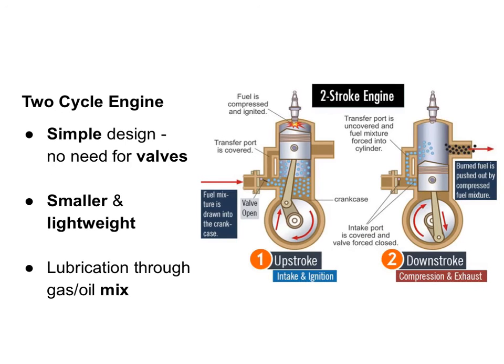Here's a diagram of a two-cycle or two-stroke engine. Can you identify some of the differences? A two-stroke engine uses a simple design. There's no need for valves, an intake and exhaust valve like you'd see on a four-stroke engine. Two-cycle engines are also smaller, they're lighter weight, and two-cycle engines also use a gas and oil mix that a four-stroke engine does not. Now let's take a look at how it functions.